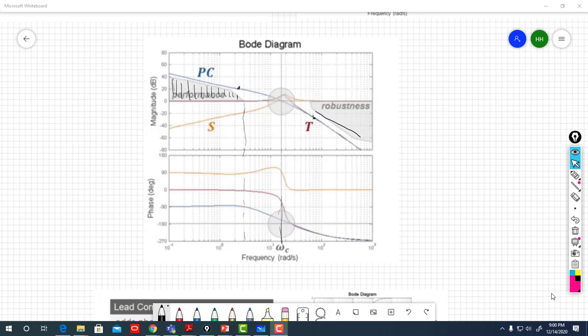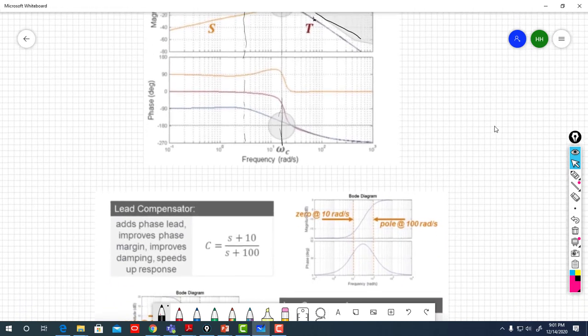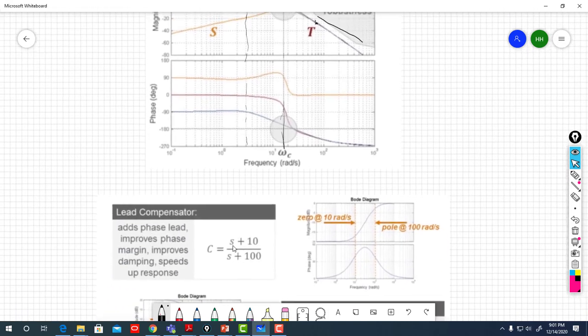So now the question is how to design a controller C to reshape PC in a way like this, in a way to have good performance and good robustness. So what type of controller could you design? Basically we know PI, PD, PID, and lead-lag compensators. All of those we can add to reshape the Bode diagram to have our desired characteristics, good performance and good robustness. As in this example here, you have a lead compensator.